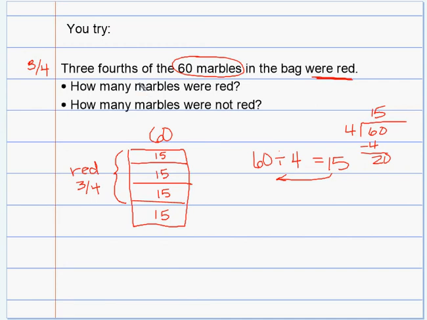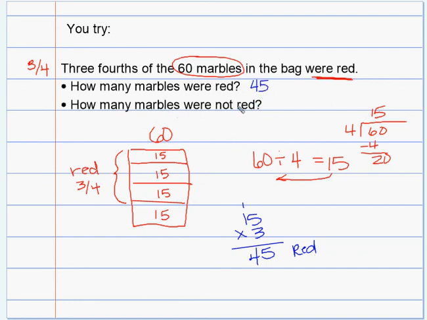I'm going to start answering the questions. How many marbles were red? Okay, well, I already have this marked. Red is 3 out of the 4 groups. So 15 times 3 is going to be how many red I have. So I have 45 red marbles. So that would be 45.